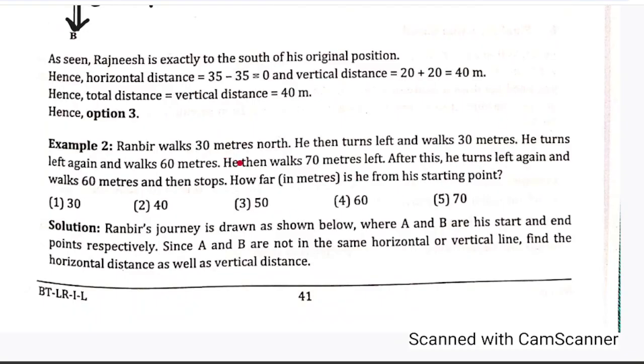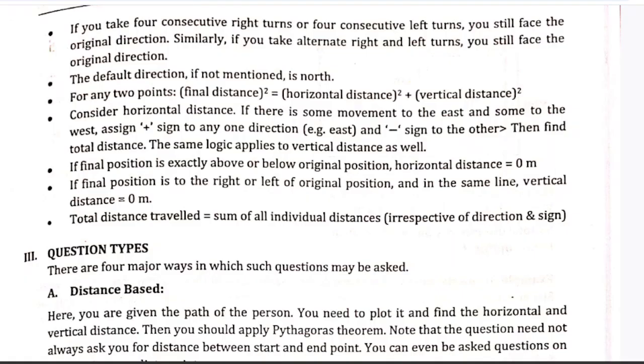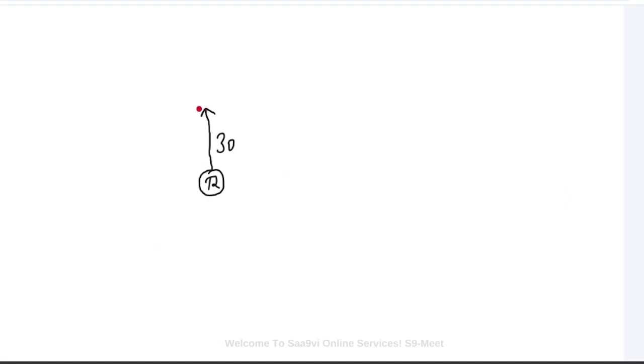Now Ranbir walks 30 meters north. Now let's make this ourselves. Let's say Ranbir is here. He walks 30 meters north. So north is upwards, so this is 30. He then turns left and walks another 30 meters. So 30 has to be equal to 30, not by scale, but approximately.